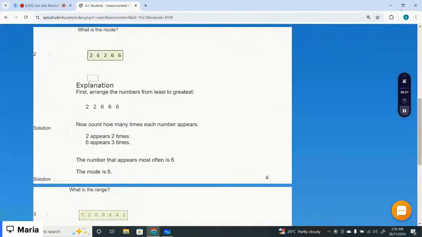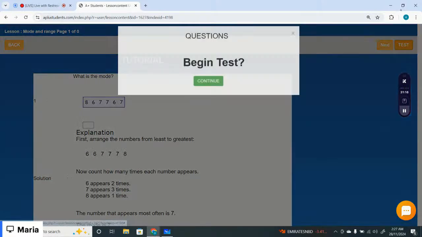Let's look at another example. What is the mode of 2, 6, 2, 6, 6? So which is the correct option? 2 appears 2 times and 6 appears 3 times. So that means the mode is 6. Let's start with the test questions.